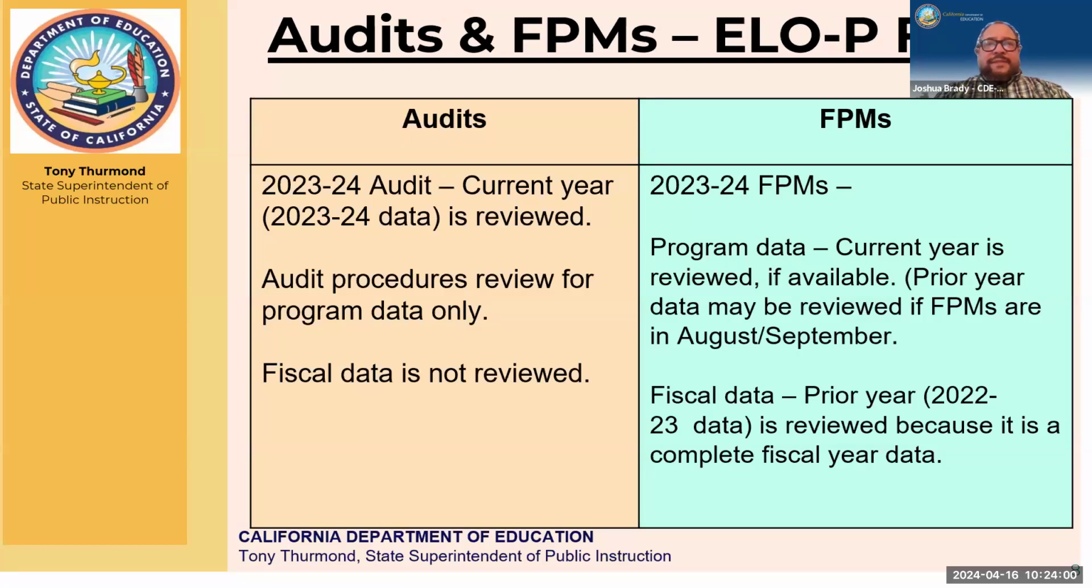We're not looking at 8515 for ELO-P. Really what we're looking for from a fiscal standpoint is, were the funds spent according to the board approved program plan, right? And if there was a purchase, was a cost share added to that purchase if it was warranted? And we'll get into that a little bit more.